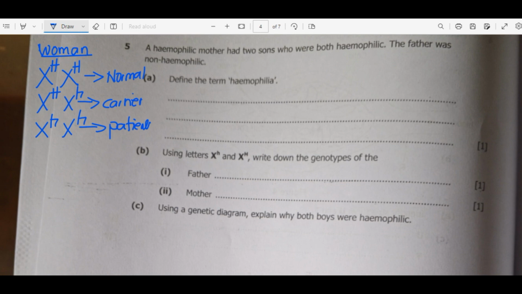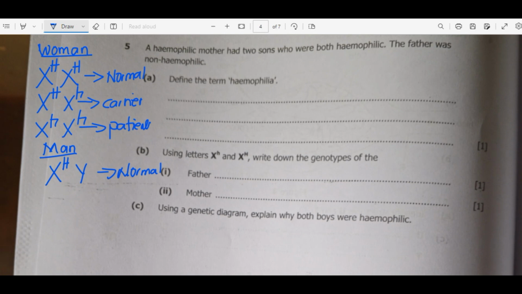In case where you are talking about the red-green color blindness, where you are maybe using capital letter R and small letter r, the concept is still the same. Now let's look at the man. For the man, we only have 2 situations. If the man is 100% normal, which is okay, we only put the capital letter H on the X.